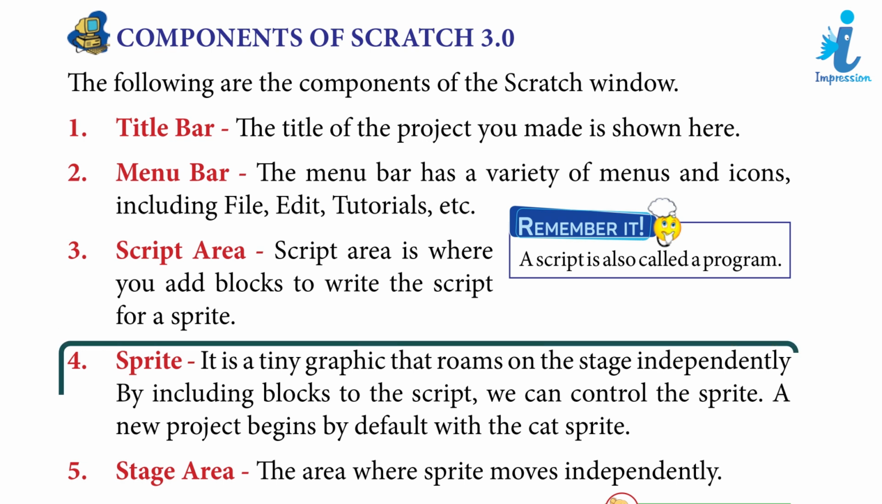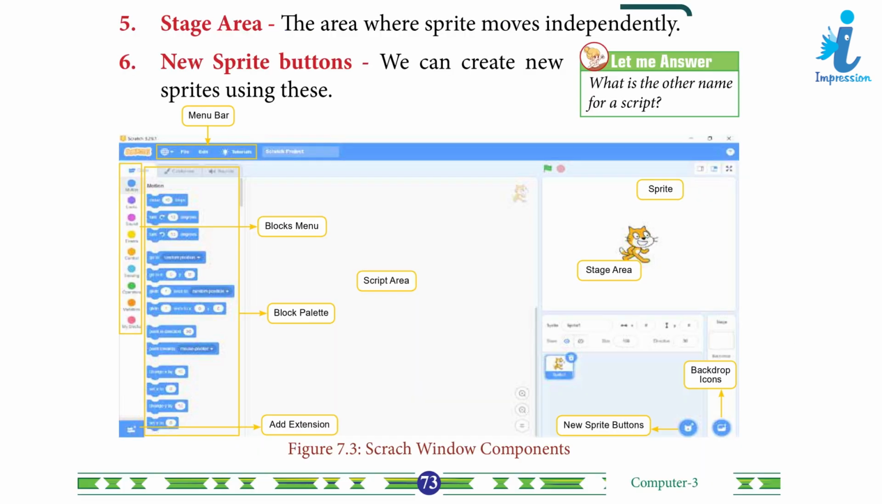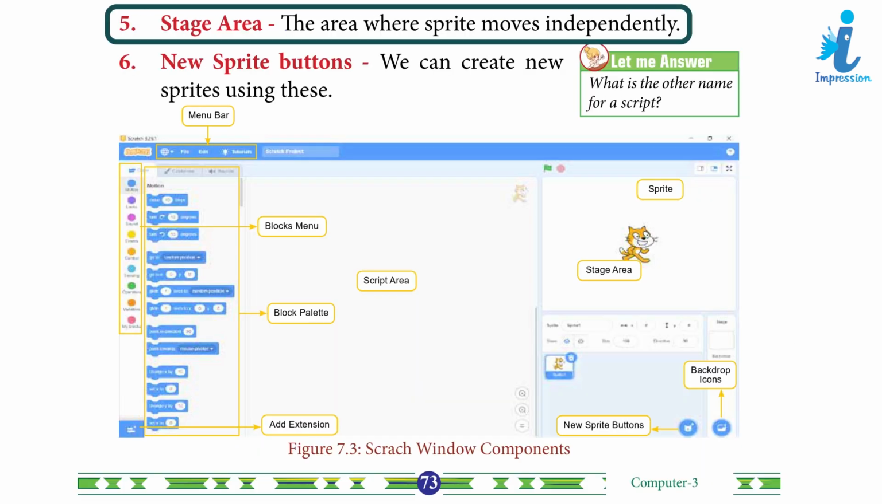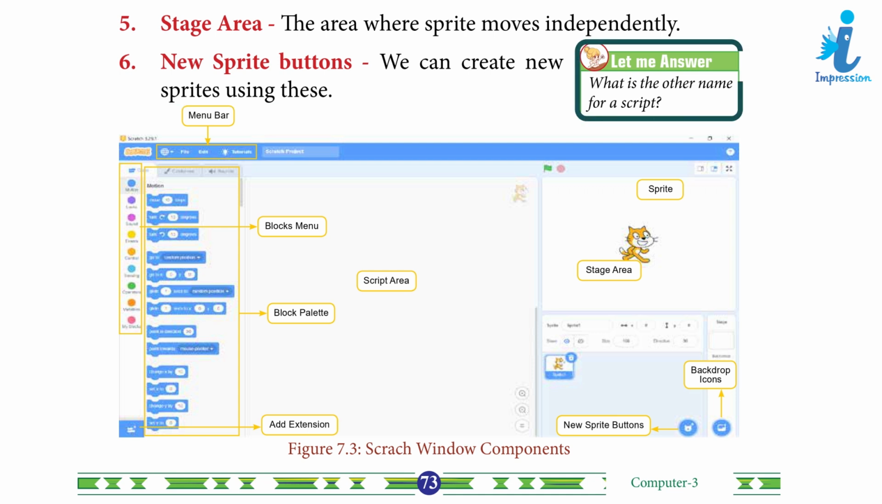4. Sprite. It is a tiny graphic that roams on the stage independently. By including blocks to the script, we can control the sprite. A new project begins by default with the cat sprite. 5. Stage area. The area where the sprite moves independently. 6. New sprite buttons. We can create new sprites using these. Let me answer. What is the other name for a script?